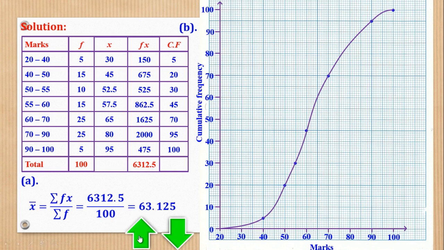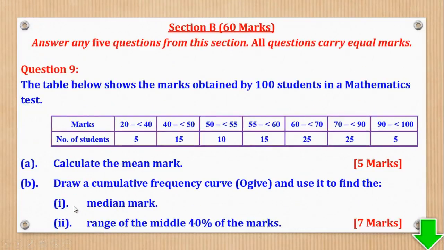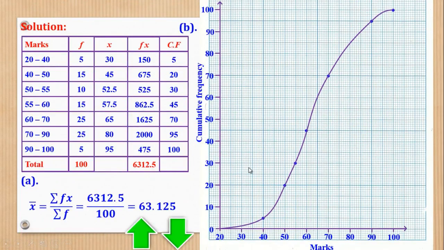Now let's go to part B, Roman 1. They want the median mark. So for you to get the median, you need the median position. So median position will be 50 because this is 100.